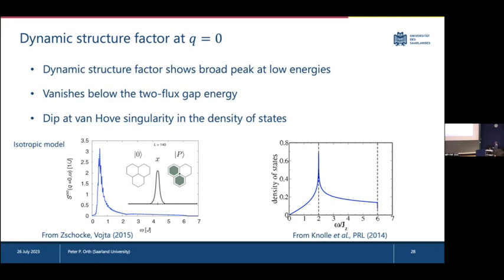So here's the response of the neutron scattering in the isotropic model as a function of frequency. And you see that there is a gap, which turns out to be equal to the two flux gap.